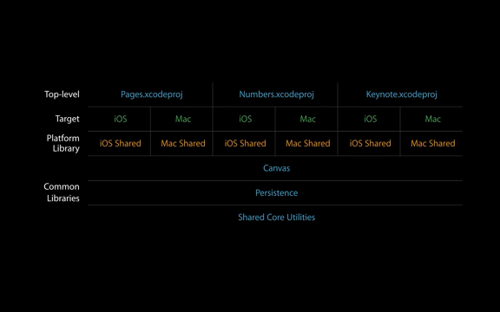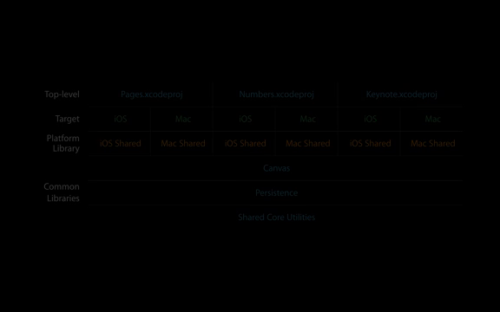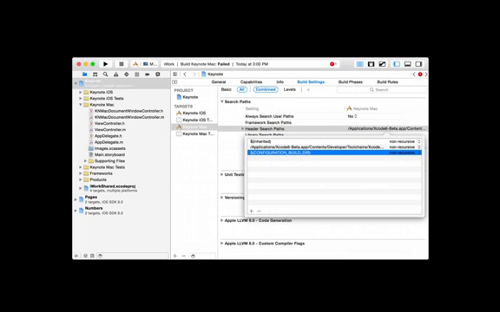We have Xcode projects for Pages, Numbers, and Keynote, and each project has a Mac and iOS target. These targets build on top of app-specific libraries, which in turn build on top of the cross-platform Canvas, Persistence, and Shared Core Utilities frameworks. So while this is great, we're not quite out of the woods yet. One big problem is that our build settings are somewhat disorganized. Remember how we manually set the header search path on the Keynote Mac target, and the same thing with the public header search path? So at present, each target has its own build settings associated with it.